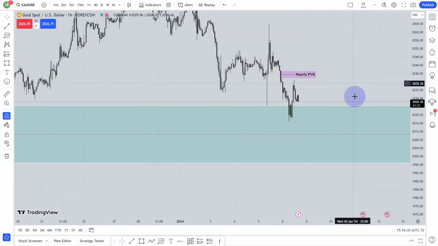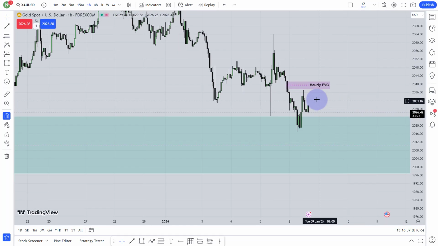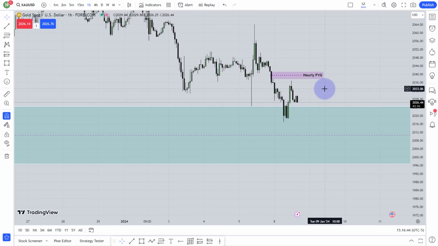I mean, this is the way I read the price. Then I mark some specific levels and I observe how price reacts from those levels. This is the way I read the price.